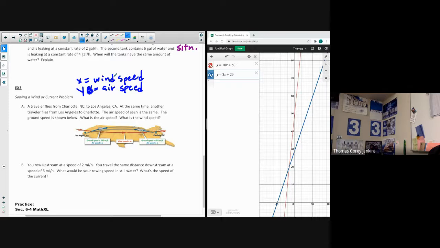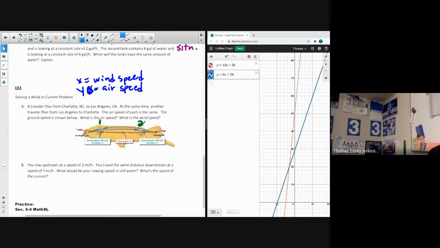It's kind of hard to see my diagram here, but it says on the trip from LA to Charlotte, the ground speed is 550 miles per hour. You can see they're going with the wind, so that's what you have to get from the diagram. The ground speed from Charlotte to LA is slower, 495, because they're going against the wind. Let's call the faster one plane 1 and the slower one plane 2.